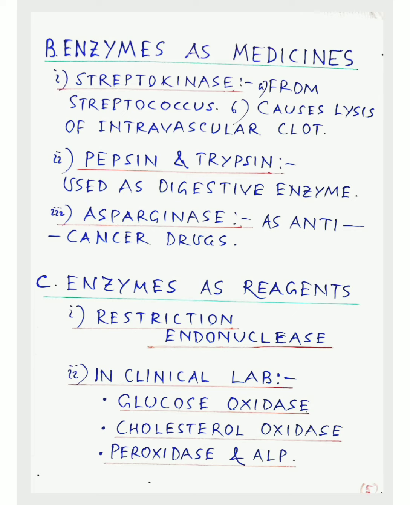And second one, enzymes in the clinical lab. There are a few examples. These enzymes are used in the clinical laboratory as reagents to estimate various compounds in blood to diagnose diseases. For example, glucose oxidase for estimation of glucose in the diagnosis of diabetes mellitus. Similarly, cholesterol oxidase for estimation of cholesterol to evaluate atherosclerosis, and peroxidase and ALP for estimation by ELISA, which is used in the diagnosis of many diseases.